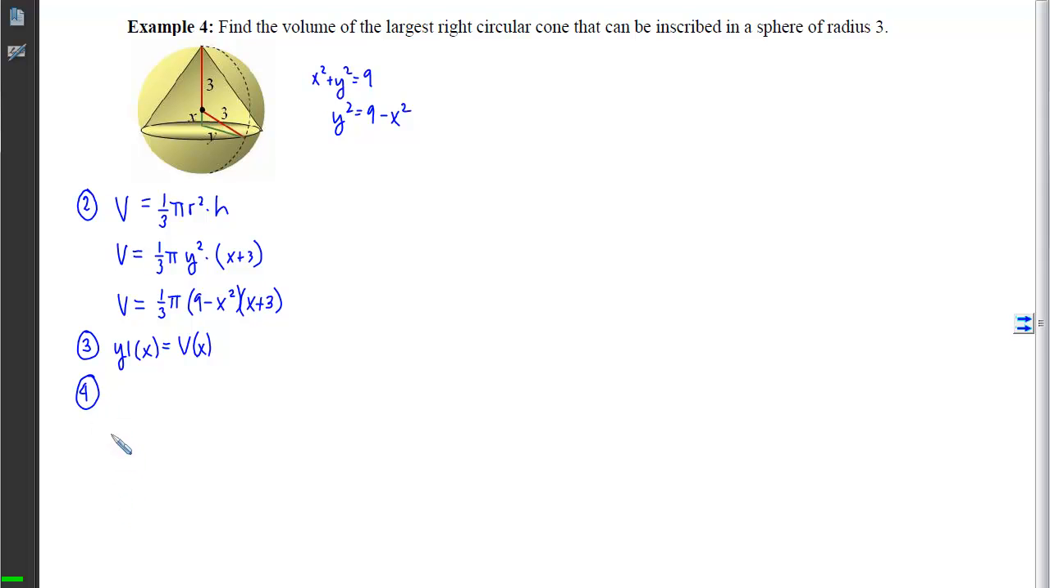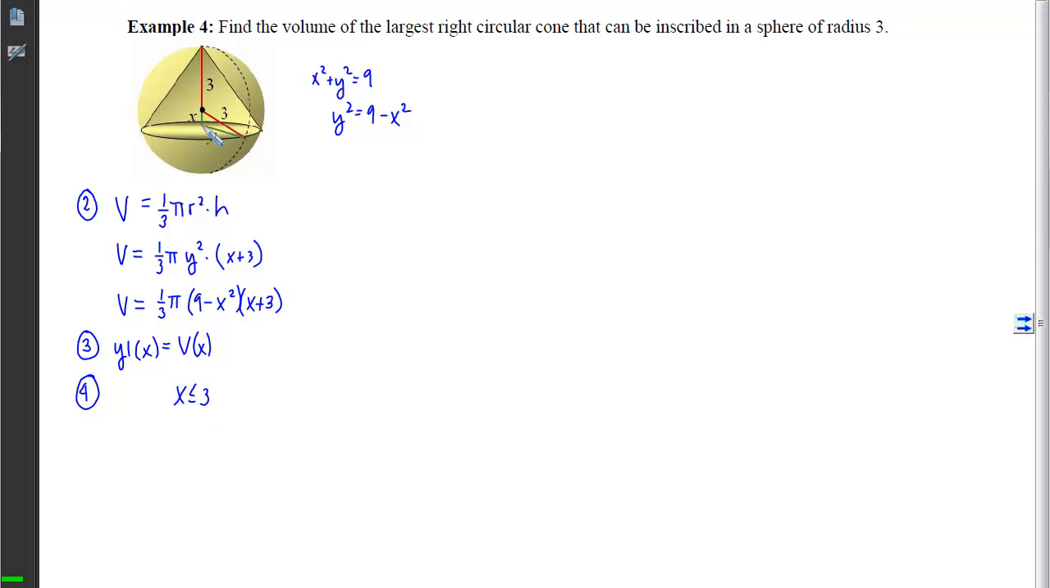So the domain requires us to think about what the smallest x can be and what the largest x can be. If we think about this x getting larger, it could go all the way to the bottom, and so it could reach from the center to the edge before we run out of cone, because the cone will get too skinny and it won't be a cone anymore. So that happens when x is 3. So the biggest x can be is positive 3.